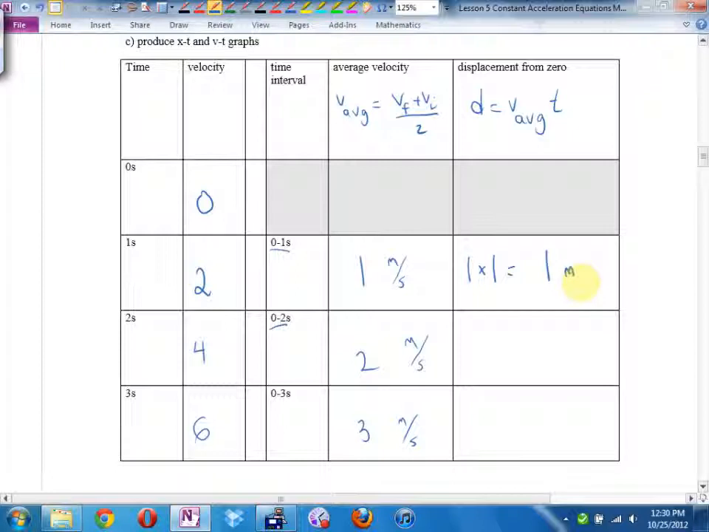How far was I from where I started after 2 seconds? Well, that's going to be the average velocity, which was 2, times the amount of time I've been traveling for, times the time interval. How far is the time between 0 and 2 seconds?